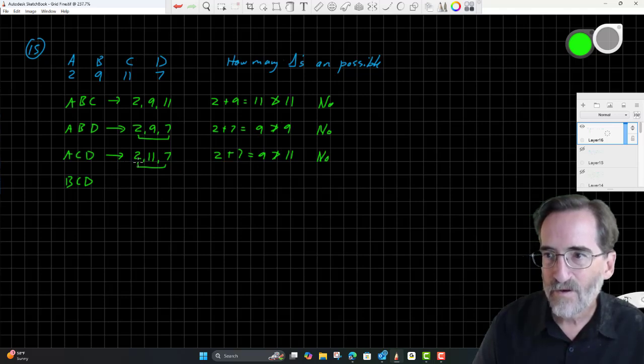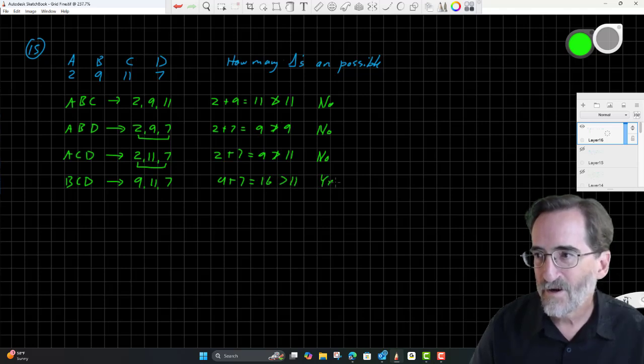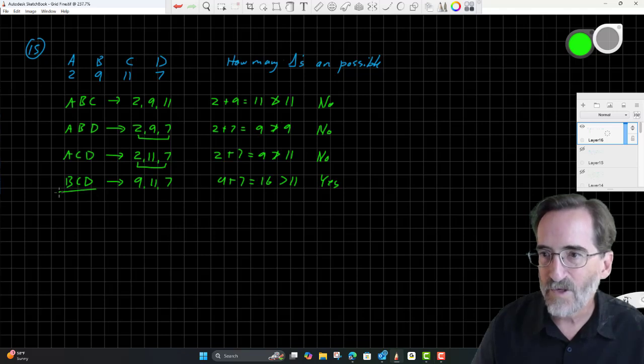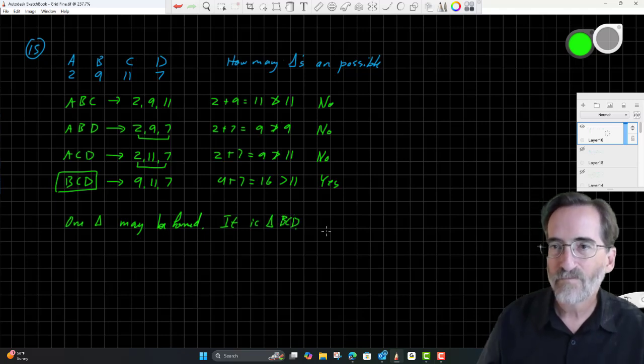Okay. And BCD, 9, 11, 7. Take the 2 smallest sides, 9 plus 7 equals 16, which is greater than 11. So yes. So in this particular case, BCD is the only triangle that can be formed. One triangle may be formed. It is triangle BCD. Okay. And that's it.